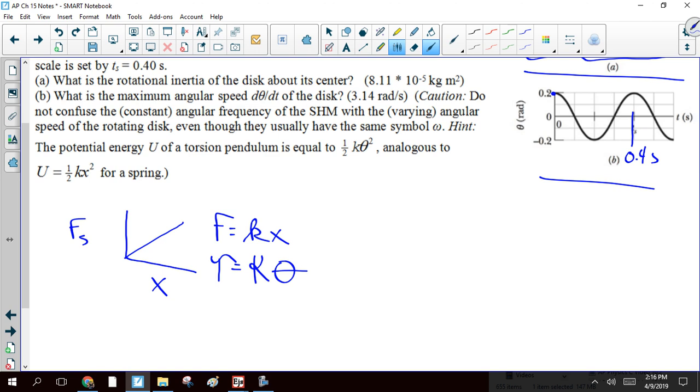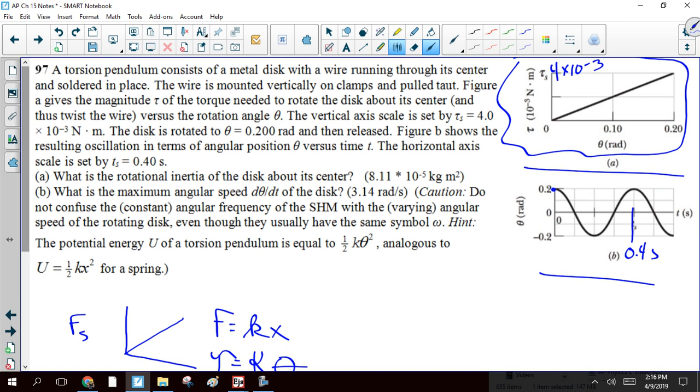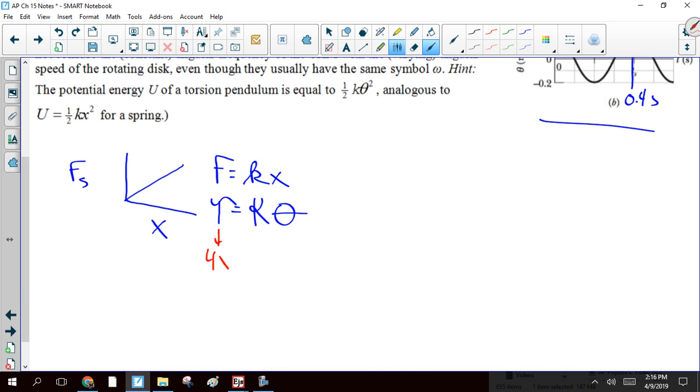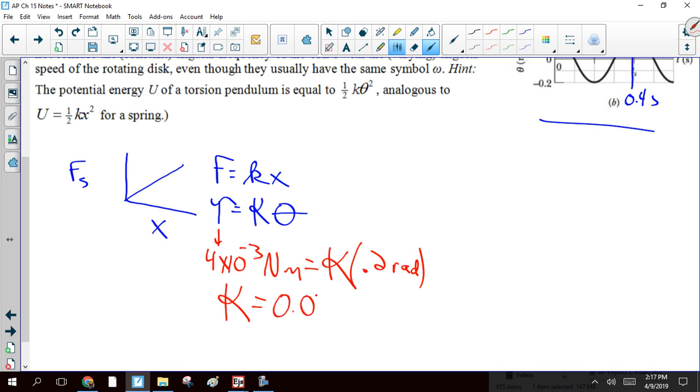So let's pick a value of torque, pick a value of theta, and find kappa. What's this point telling me? It's telling me that if the torque I provide is this, then the displacement is this. Our torque was 4 times 10 to the negative third Newton meters, acquired by twisting a wire with a torsional spring constant of kappa through an angular displacement of 0.2 radians. Divide both sides by 0.2 and we find that kappa is 0.02 Newton meters per radian. That must be why that graph was given to us, so we can figure out that information.